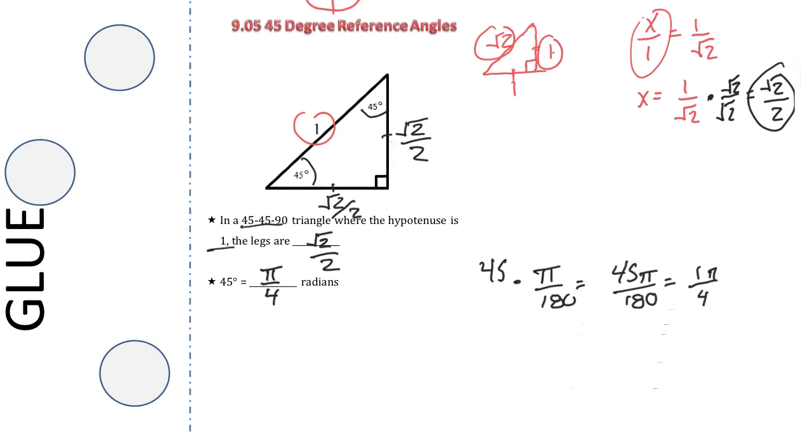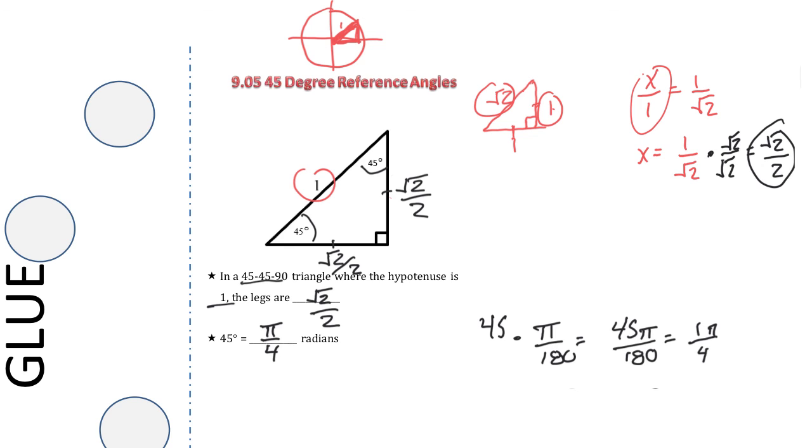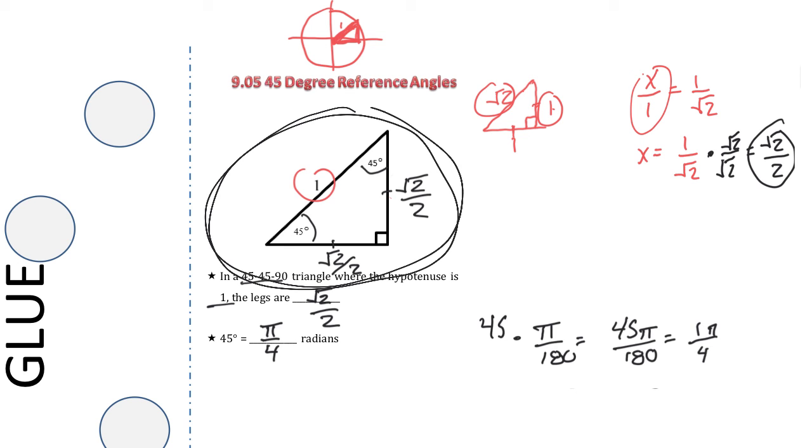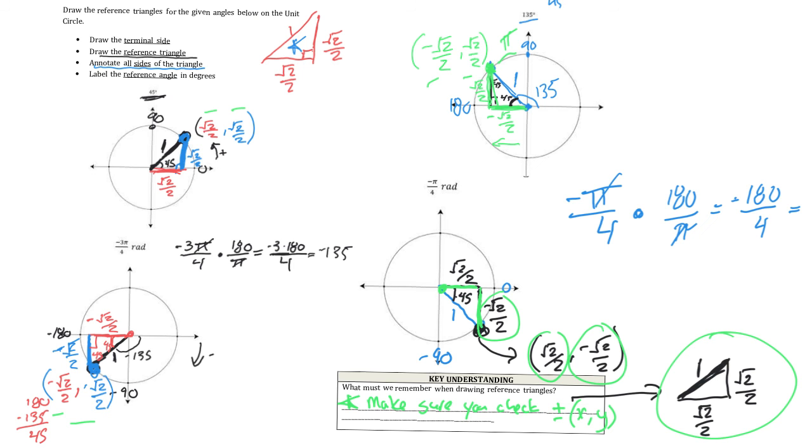So we're going to use this triangle today for pretty much every problem. So make sure you write it down. The sides are square root of 2 over 2, square root of 2 over 2, hypotenuse is 1. And we're going to draw triangles in the unit circle today, just like this picture right up here. This is our goal. So let's see how we do the first one.